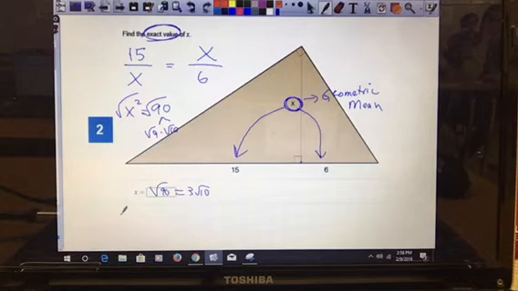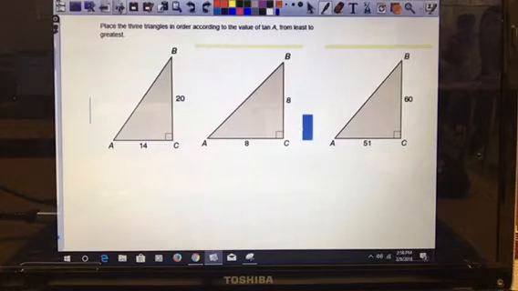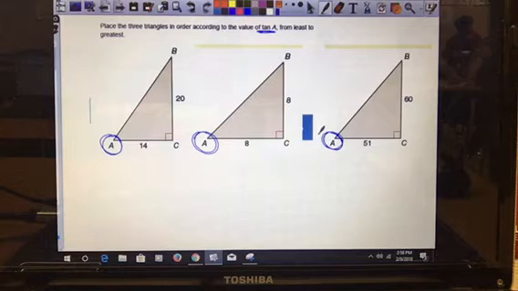All right, moving on. Number 3 here. Okay, so here you've got 3 triangles that they want you to put in order, but they want you to order them by the tangents of angle A. So draw your 3 little quick diagrams first and circle angle A in all 3 of them. So those are the angles that you want to find the tangent of.